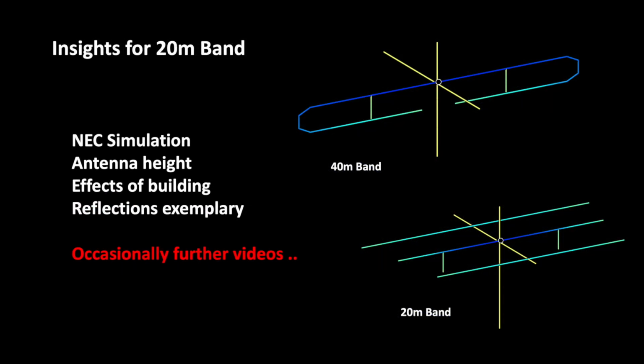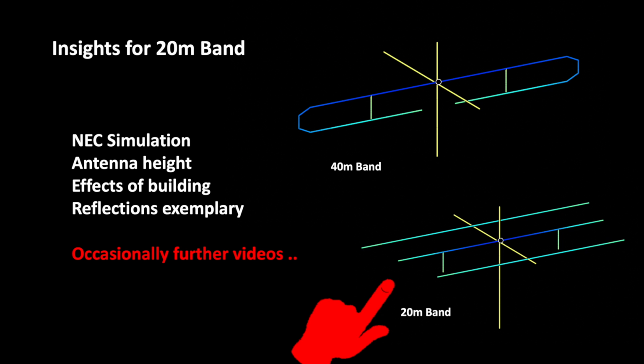The insights. I summarize the results we got for the antenna in the 20-meter band. The height of the antenna above ground has a significant influence on the elevation diagram of the antenna in the 20-meter band. Your own building has a little influence on the impedance and the radiation patterns of the antenna.